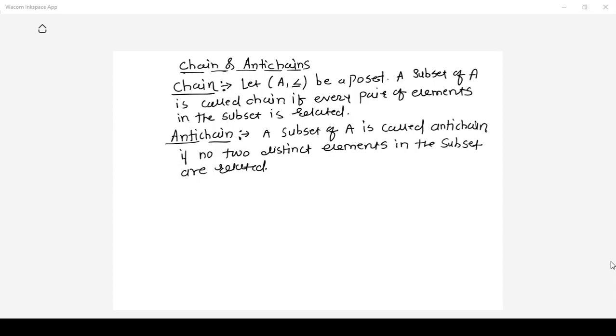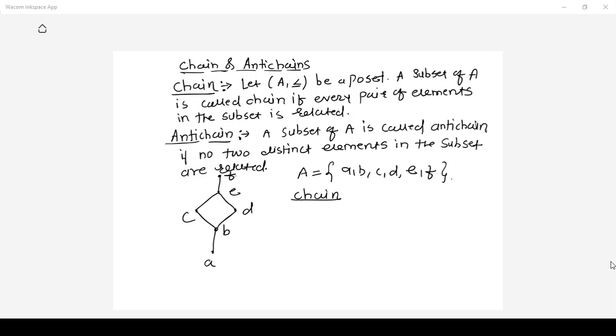Now let us take one poset. Suppose a poset is represented in a Hasse diagram like this: A is related to B, then B is related to C, B is also related to D, then C and D are related to E, and E is related to F. So your set A contains elements A, B, C, D, E, and F. Now how will you define chains, different chains, and the antichains?